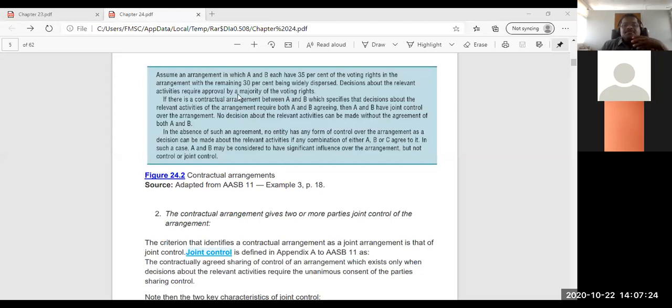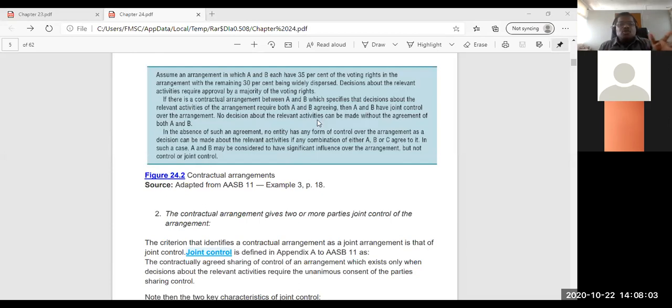Now, if decisions about the relevant activities require approval by the majority of the voting rights, then only you finalize the decision. If there is a contractual arrangement between A and B which specifies that decisions about the relevant activities of the arrangement require both A and B agreeing, if there is a contractual arrangement to jointly control, then A and B have to agree.